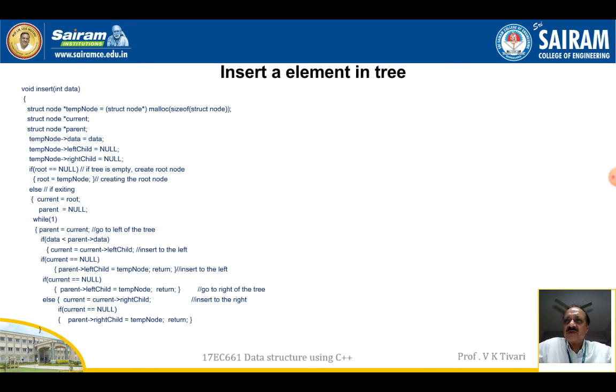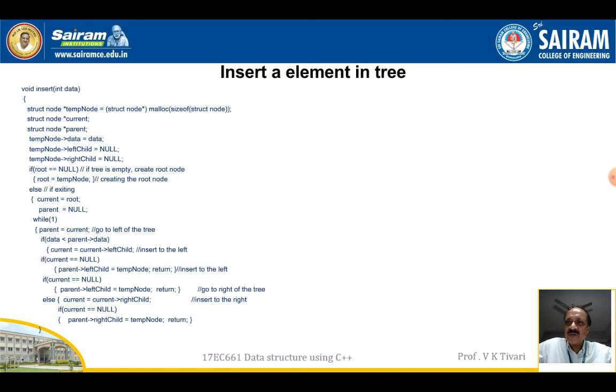We are defining a structure node, with current, temporary node, and parent. The temporary node's data is set equal to the insertion data, and its left child is set to null. We initialize the right child also. Then we write code for the algorithm, checking the root node. If it is null, then we create a root node.